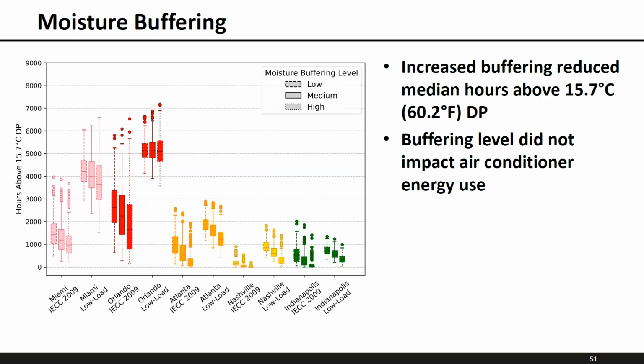And here you can see that at first glance, it would appear that moisture buffering helps the humidity in the home because we see the median decrease. However, in Orlando and in Miami, you see that the outliers actually increase the number of hours above 15.7 degrees C dew point. And the reason for that can be explained here.